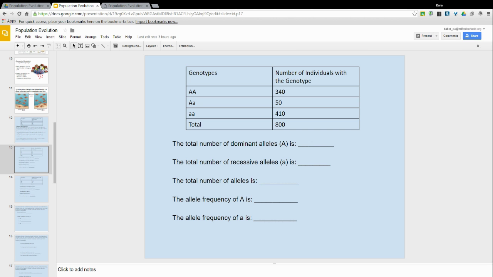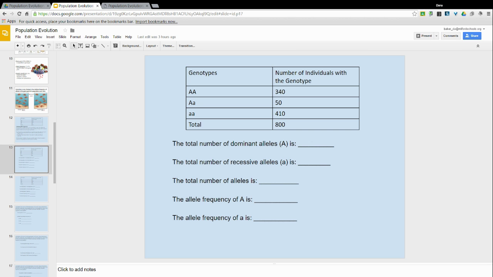All right, so first, before we figure out the frequencies, we need to know which color is dominant and which is going to be recessive. So the dominant color is going to be brown. The recessive color that we see, because phenotype, remember, is what you see, is going to be white.